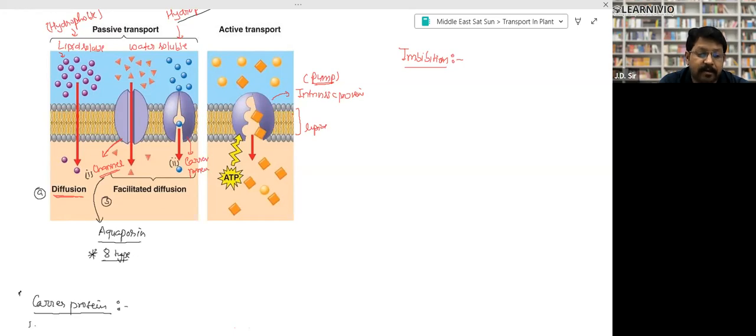If they come directly, these gateways are called channels. It is written over here. For example, the water channels are called aquaporin. This question has been asked. I have written over it, aquaporin. There are 8 types of aquaporin. Even this question has been asked.